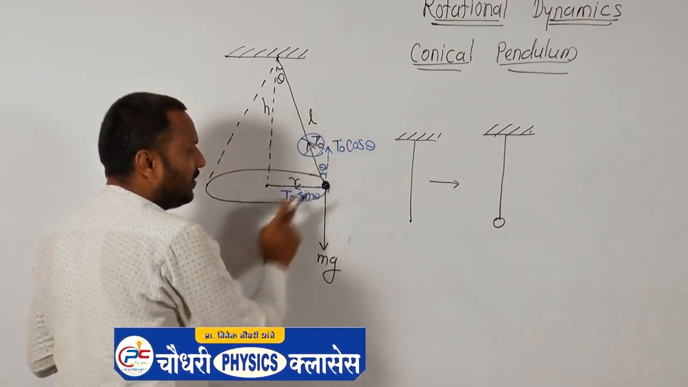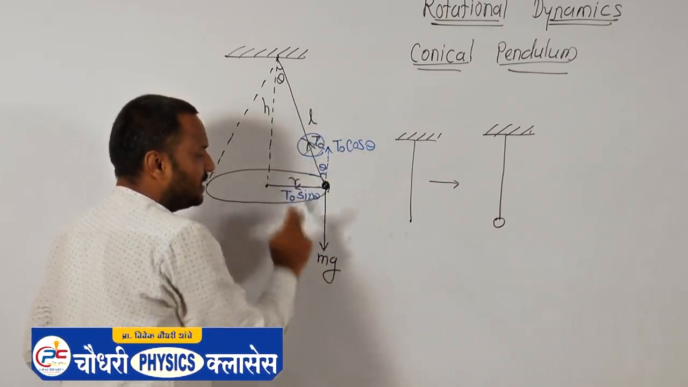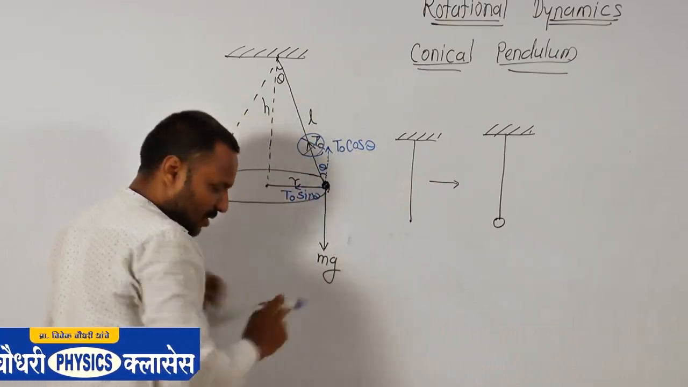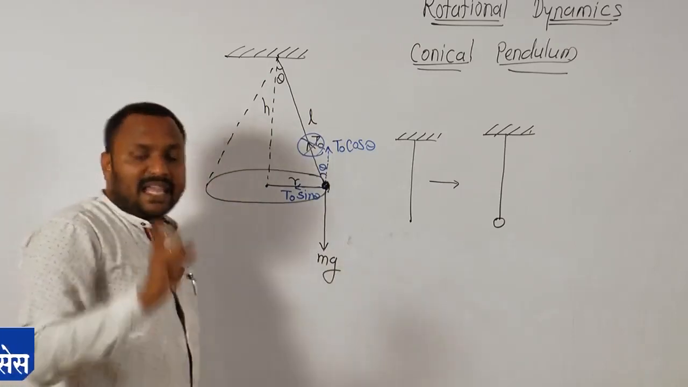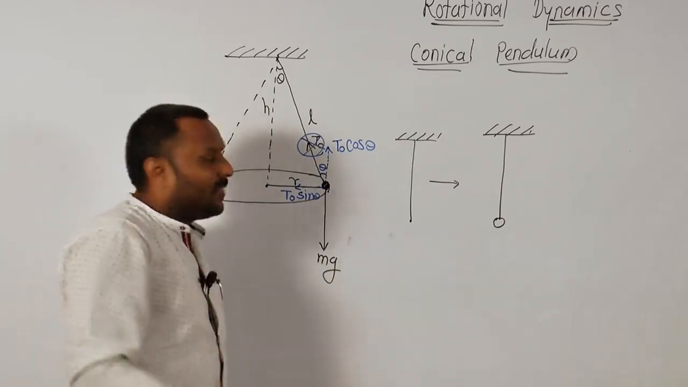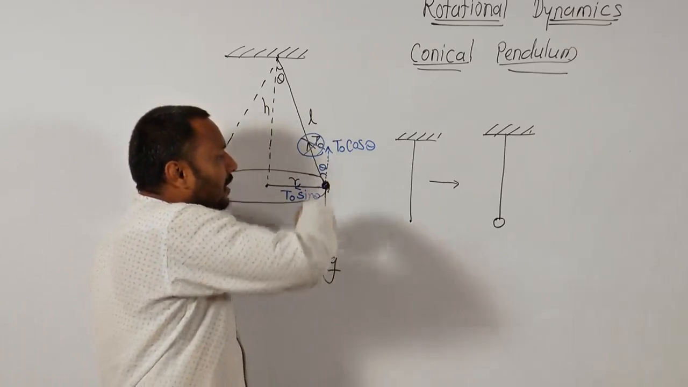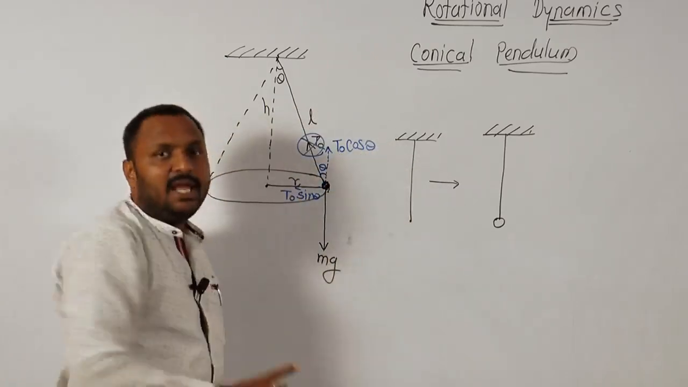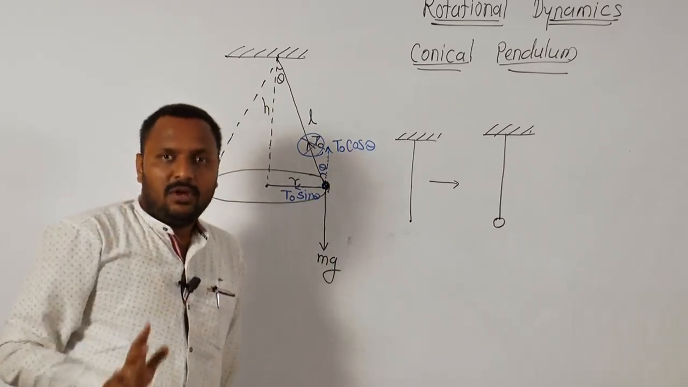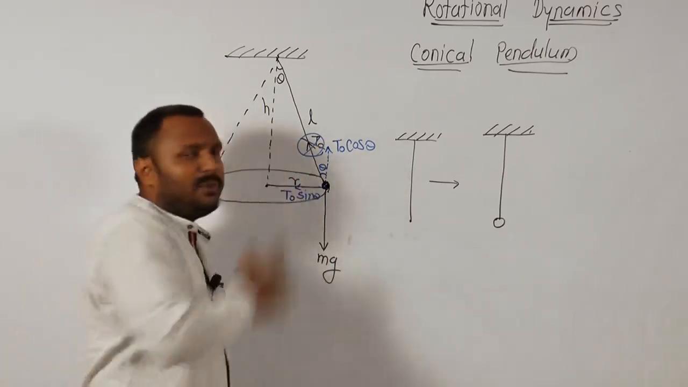Now three vectors are present in that case. If we observe this conical pendulum, then in that conical pendulum, the two forces T0 cos theta and mg balance each other, because this is in a vertical equilibrium position.